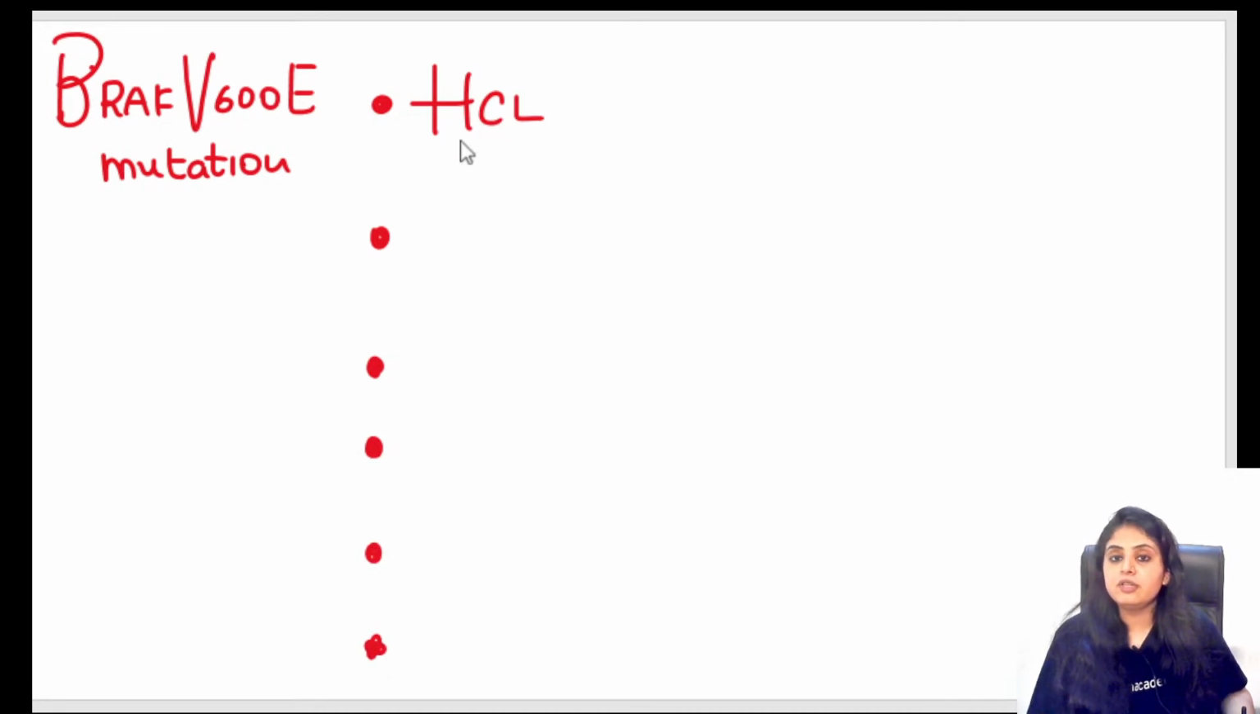One is hairy cell leukemia. So if you read it like this, it is hairy cell leukemia. If you read it opposite, it is LCH. What is LCH? Langerhans cell histiocytosis. So HCL, LCH, two are done.